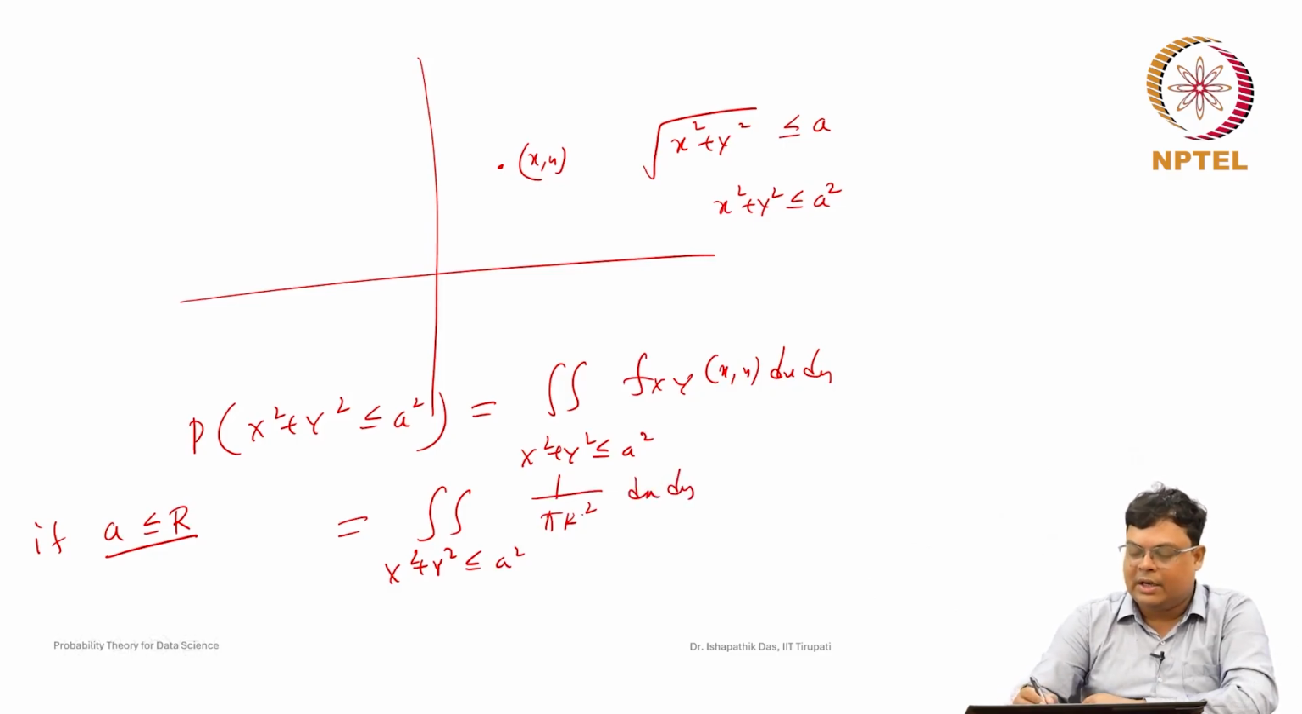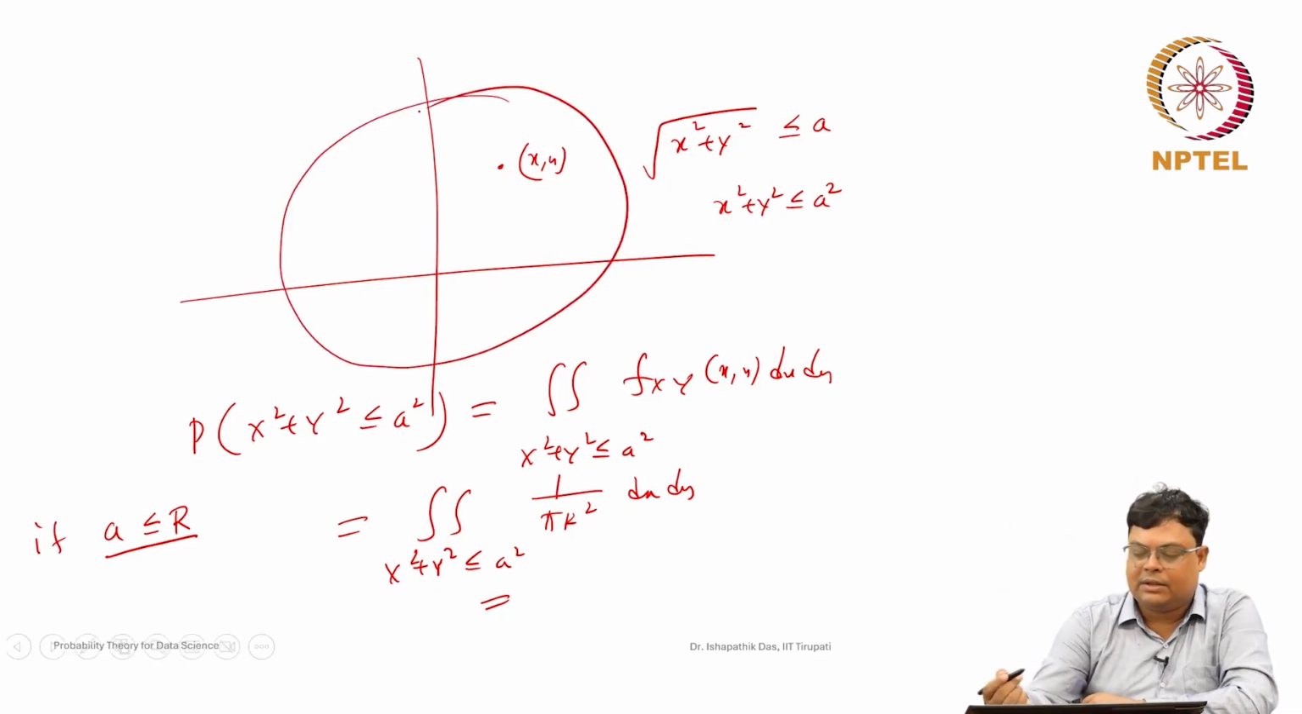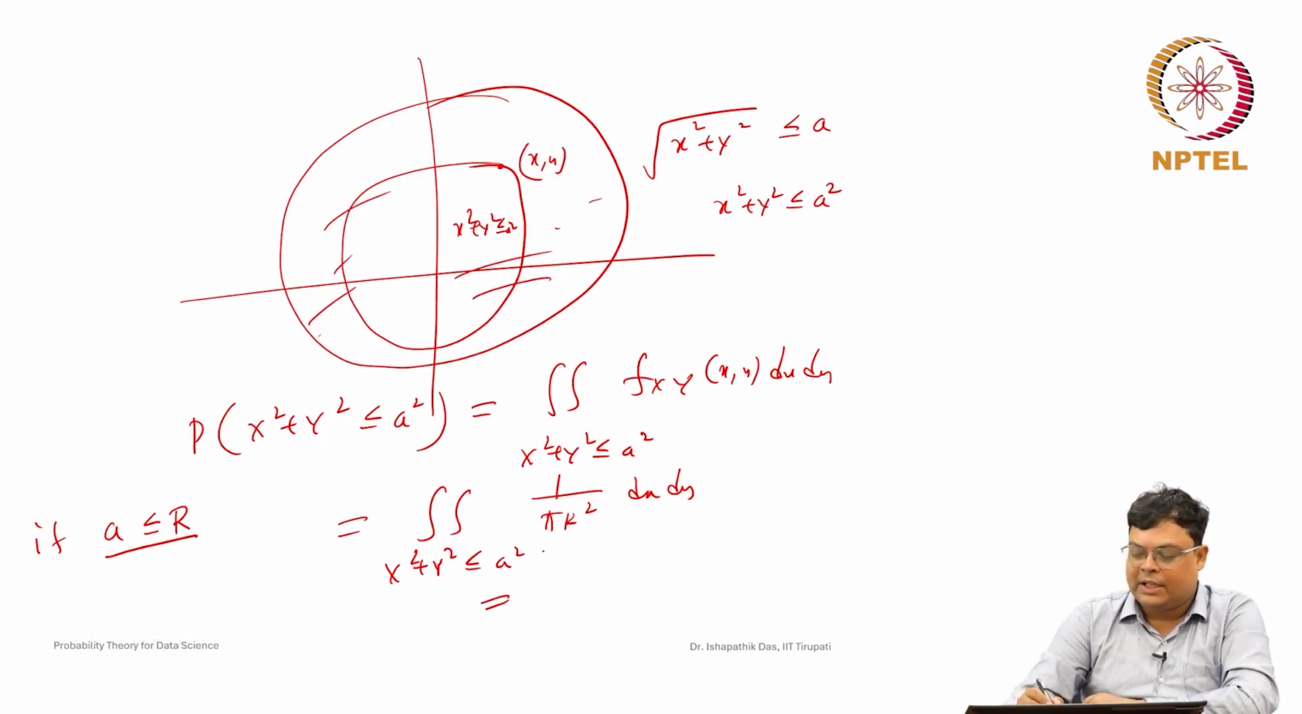So let us find out this value. Because it is a constant, and we know the area under x square plus y square less than or equal to a square, this is the area of a circle inside the circle of radius r. So if your circle of radius r is like this, this region is nothing but x square plus y square less than or equal to a square, and the bigger region is x square plus y square less than or equal to r square. So the area under this circle gives pi a square by pi r square, which is a square by r square.